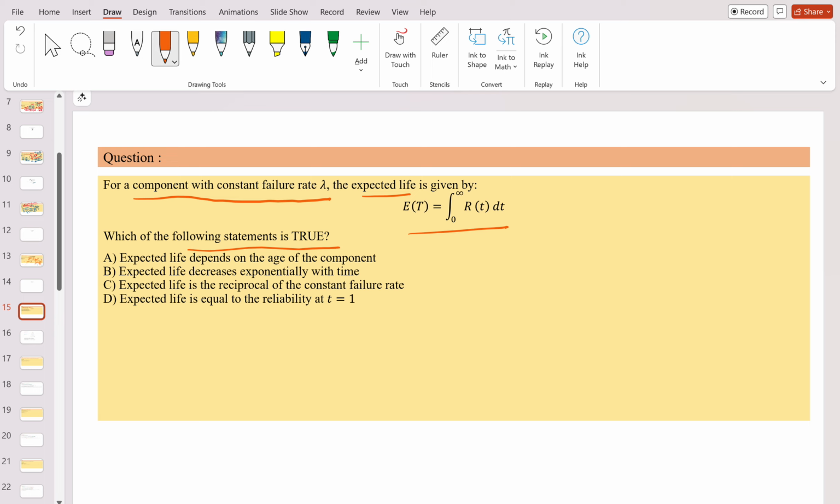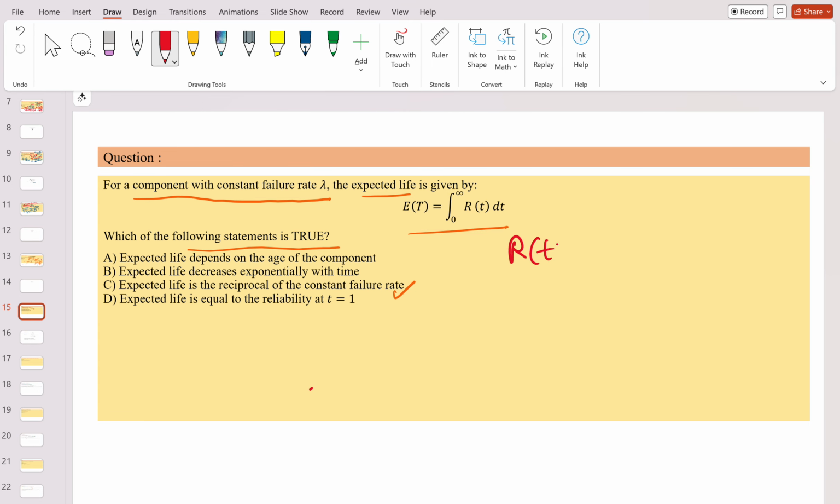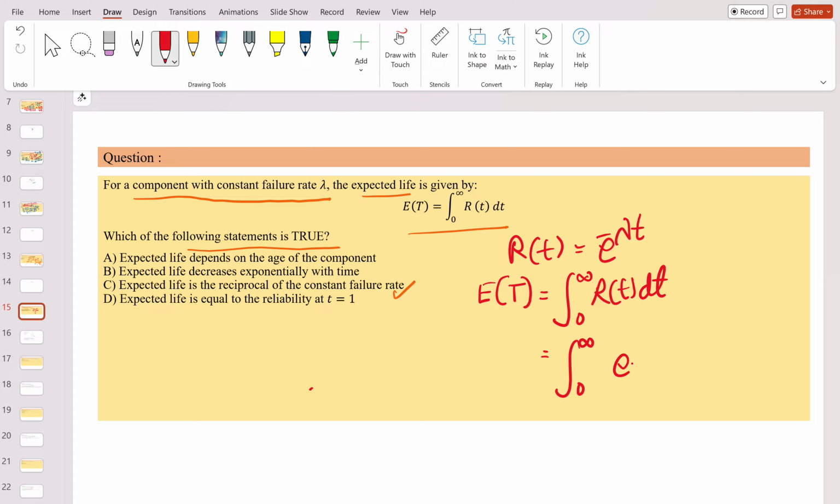So actually, option C is correct. Why am I saying that? We have already seen the reliability equation, e to the power minus lambda t, and the expected life E(T) is equal to the integral from 0 to infinity of R(t) dt. When you solve 0 to infinity e to the power minus lambda t dt, as we saw in the previous question, it comes out to be 1 upon lambda. Lambda is the constant failure rate, and the expected life is its reciprocal. So option C is correct.